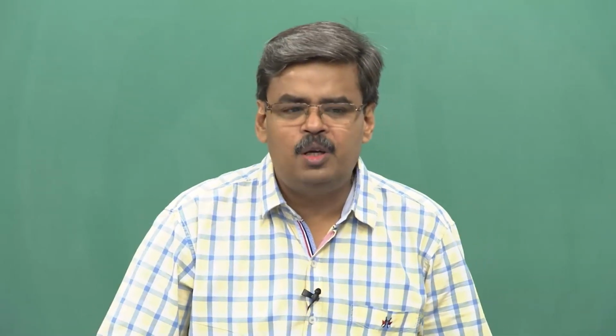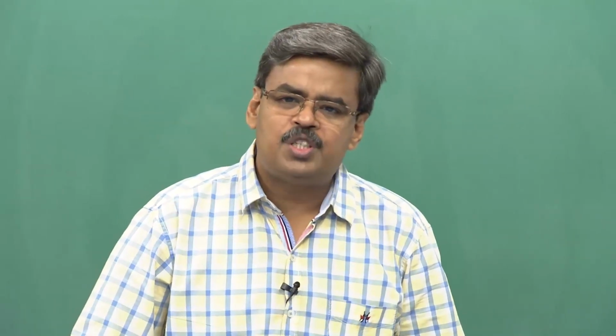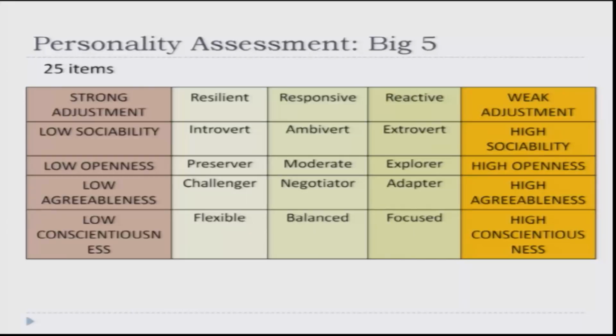Now, in Big 5 you have 25 items and you have 2 extreme ends. Strong adjustment and weak adjustment are the 2 extreme ends. The left hand side that you see here on your screen shows strong adjustment, low sociability, low openness, low agreeableness, and low conscientiousness. These are basically one side of the continuum.